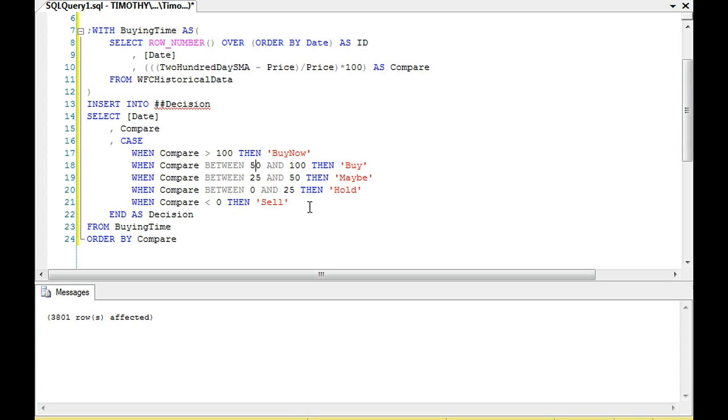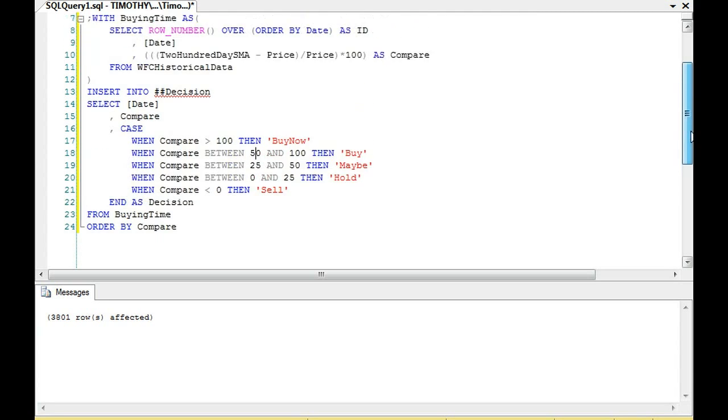So this is one of those things where we're like, well, it's a good deal, maybe we'll buy it. And then of course, if it's between 0 and 25, that's when we hold, and when compare is less than 0, then sell. You can look at yesterday's video to see where this comes from.